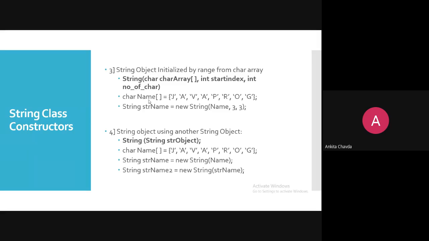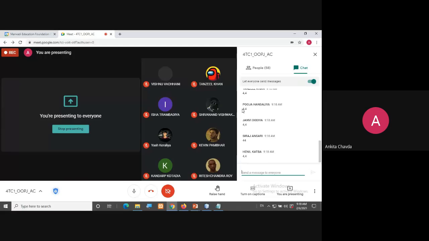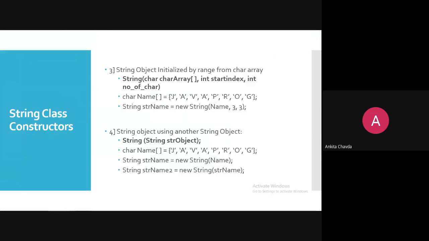If I'm having a whole Java prog, but I want only prog, then what do I need to write over here? Can anyone tell me? Again, I'm repeating my question. From this Java prog, this whole character array, I want only prog. What do I need to write over here? You can answer in chat. Yes, correct. It is 4 and 4, because I want to start my index from 4, and the number of characters that I'll take is 4.